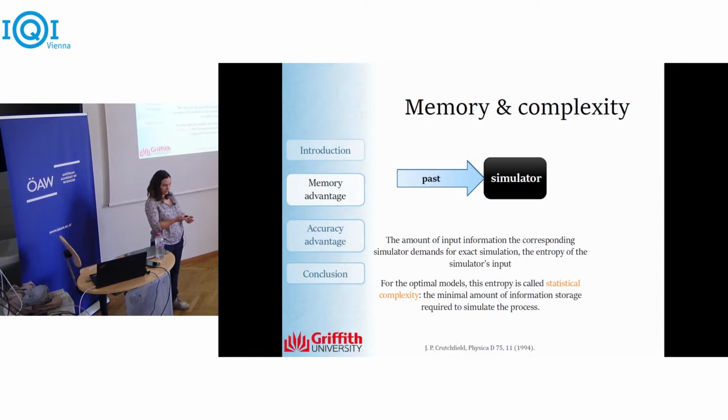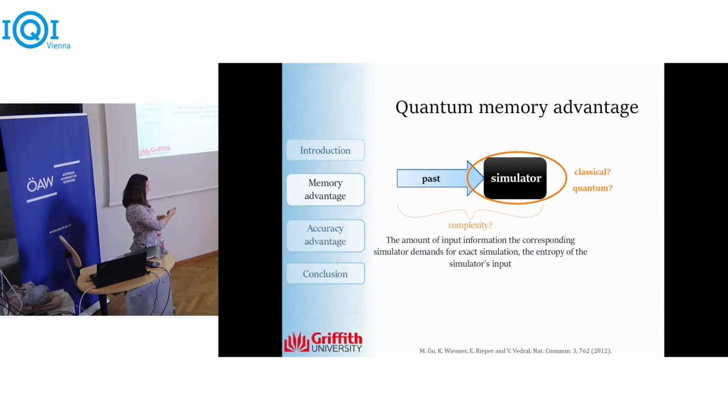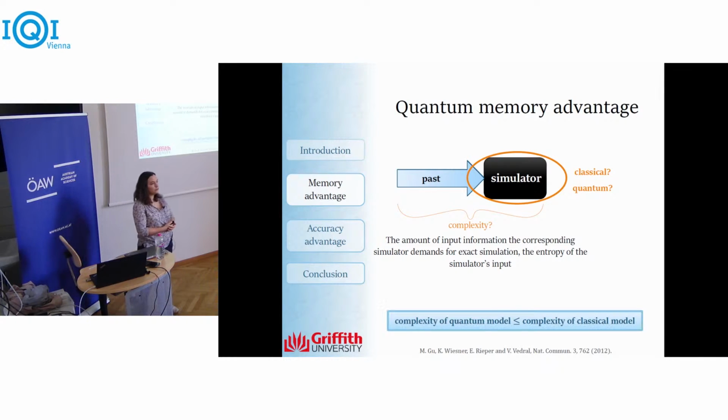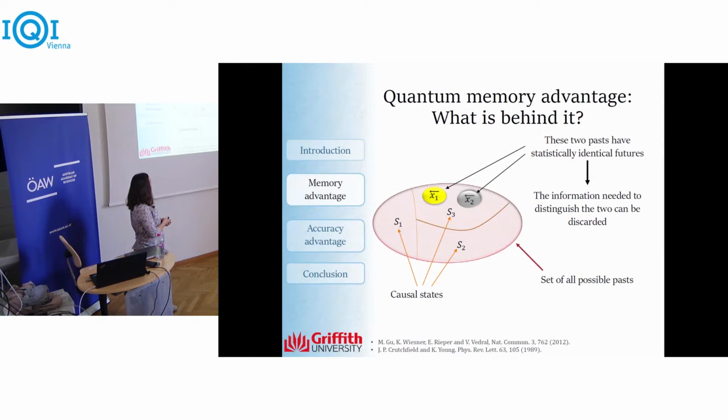Now, this was all pretty neat until in 2012, Milo Gu and co-workers started looking at quantum information processing, and they found that basically the complexity of a quantum model is smaller than, or at worst equal to, that of a classical model. So there's this sort of memory advantage. Okay, so where does this come from? I'll just give you the essential reason behind it.